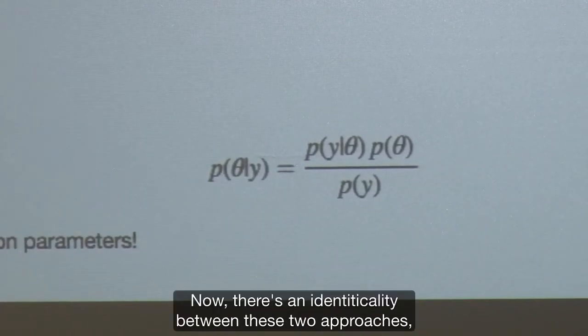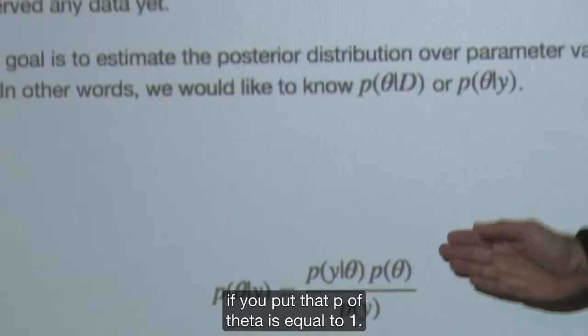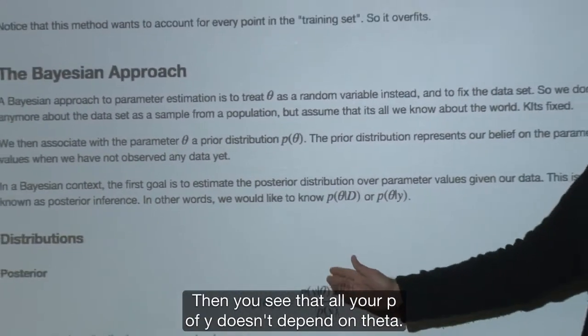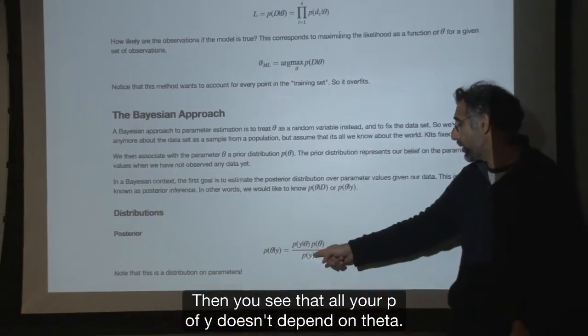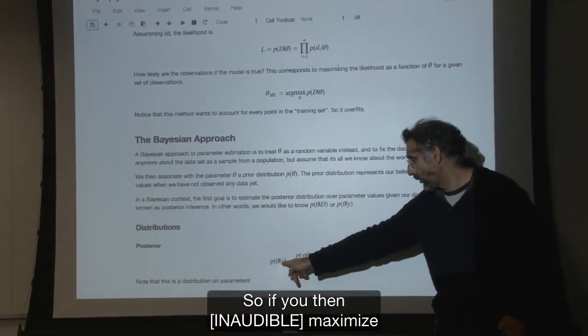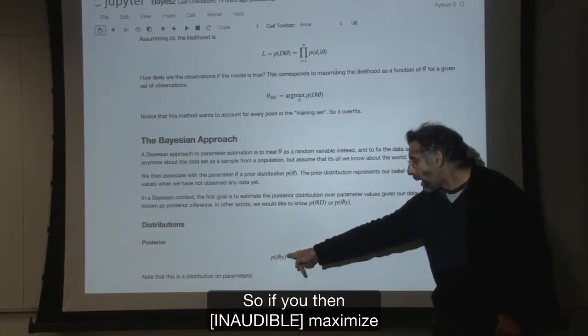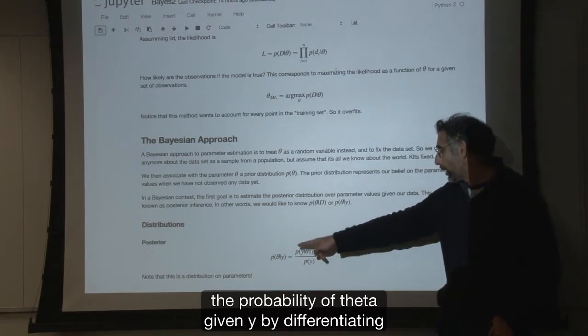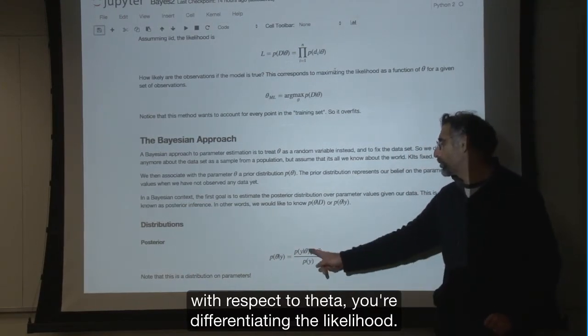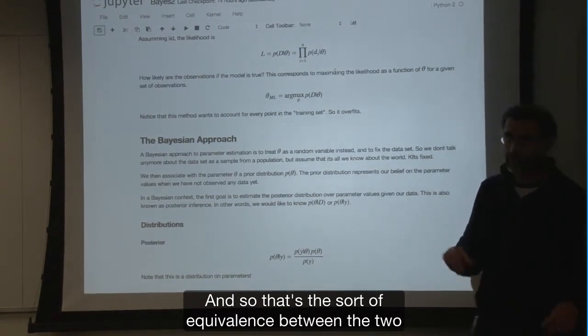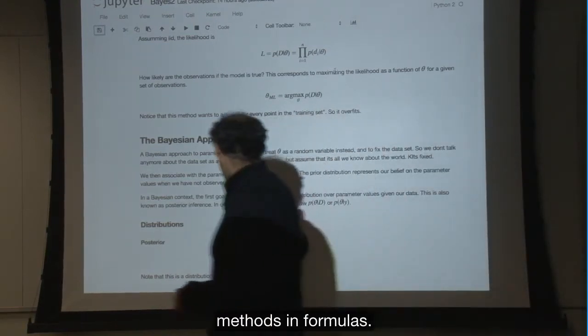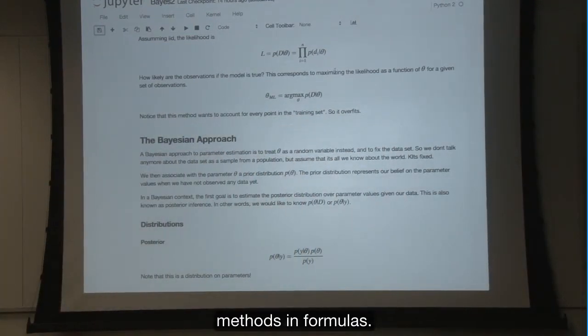Now, there's an equivalence between these two approaches if you put p of theta equal to 1. Then p of y doesn't depend on theta. So if you then maximize the probability of theta given y by differentiating with respect to theta, you are differentiating the likelihood. And so that's the equivalence between the two methods in formulas.